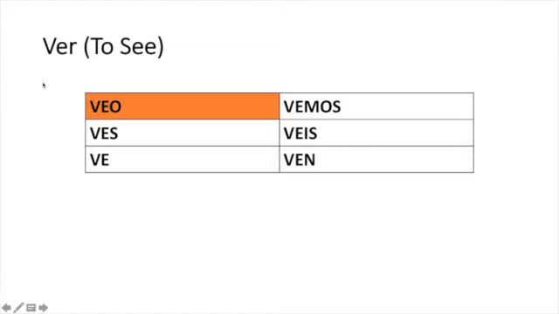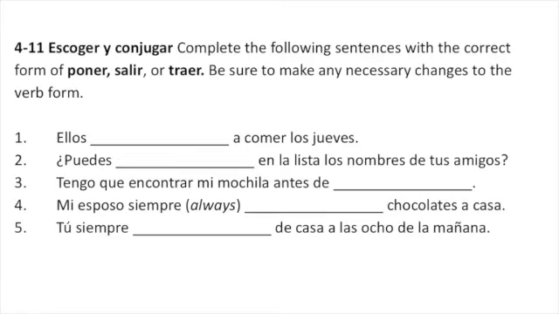Another verb in this chapter is ver, which means to see. Ver is the same way. You chop off your ER, you add your normal endings, o, es, e, emos, es, en. It works for everything except for the yo form. Instead of vo, vio, you get veo. So that's also in this chapter as an irregular yo verb.